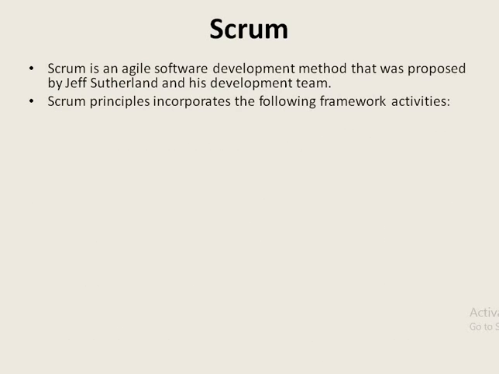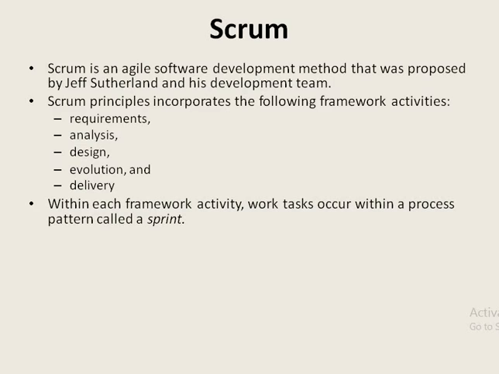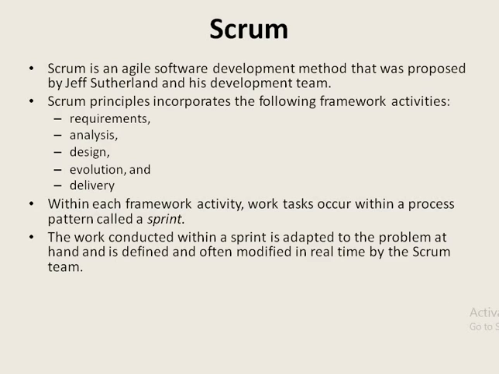Scrum principles incorporate some framework activities, and the framework activities that constitute the software process are requirements, analysis, design, evolution, and finally delivery. So in this process, within each of these framework activities, there will be many work tasks, and these work tasks are known as sprints. So here a framework activity is constituted of different sprints.